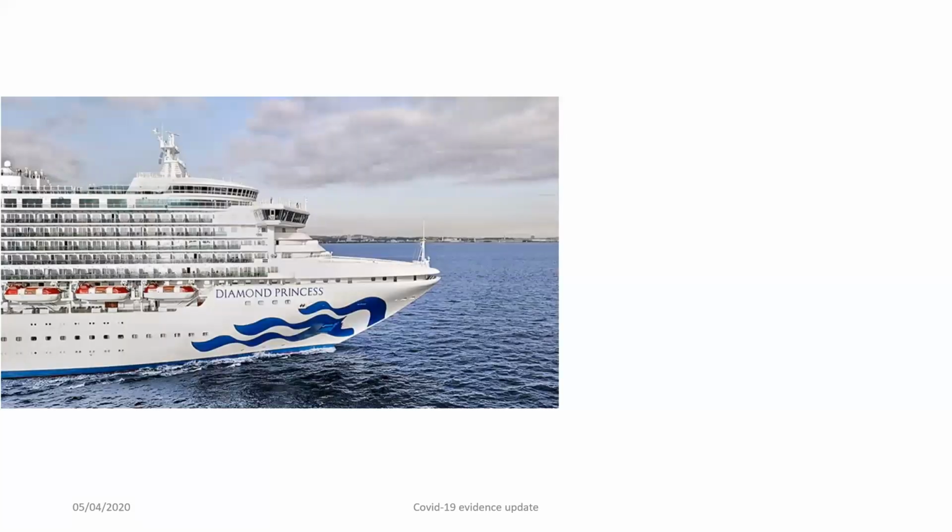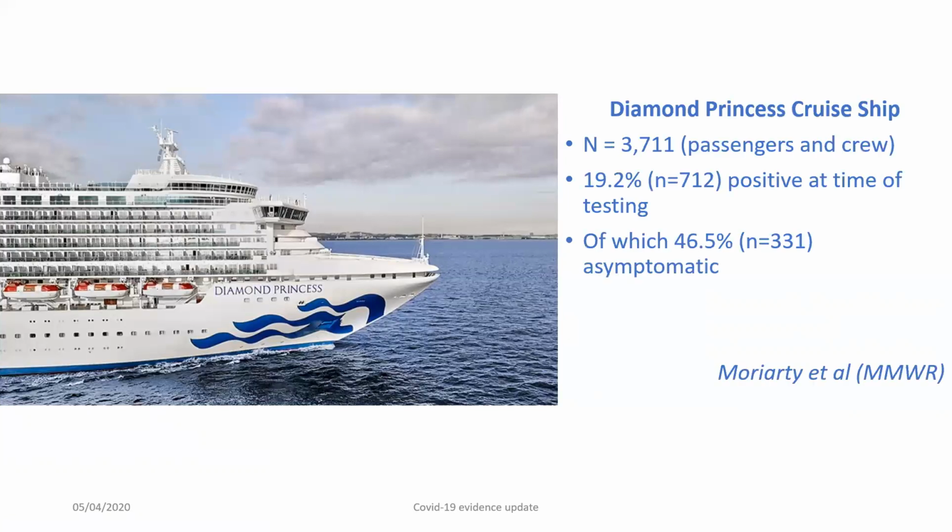And the best way of doing this is by looking for closed populations where 100% of the people have been tested, whether they have symptoms or not. Fortunately, there have been several examples of this during the outbreak, including the Diamond Princess cruise ship. So the Diamond Princess cruise ship was found to have an outbreak and then later quarantined, keeping all of the crew and passengers on board. There was 3,711 people in total, all of whom were tested. 20% of them, 712, were positive at the time of testing.